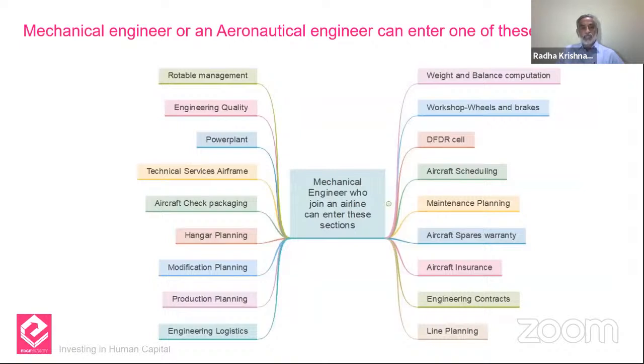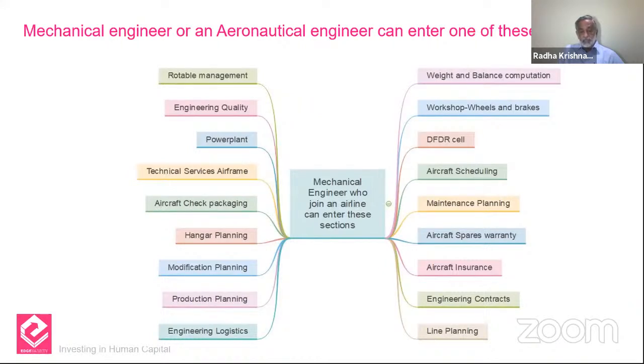So many things are managed in the aviation industry. May I explain all these things? You can see that there are so many departments other than maintenance. People think that aircraft maintenance engineers are sufficient to maintain aeroplanes. No, it has so many departments.